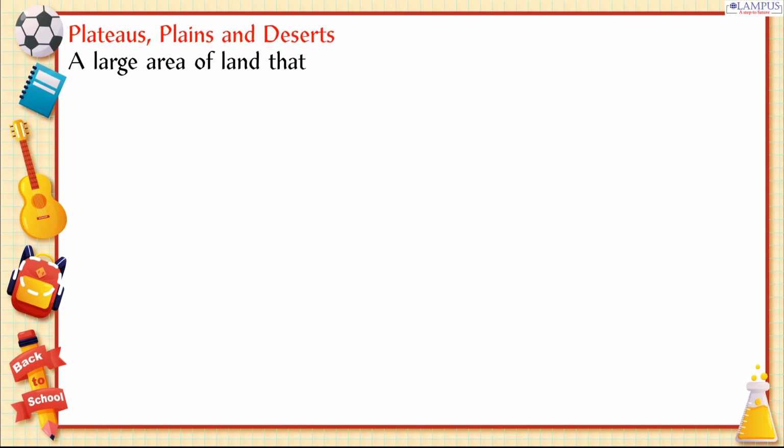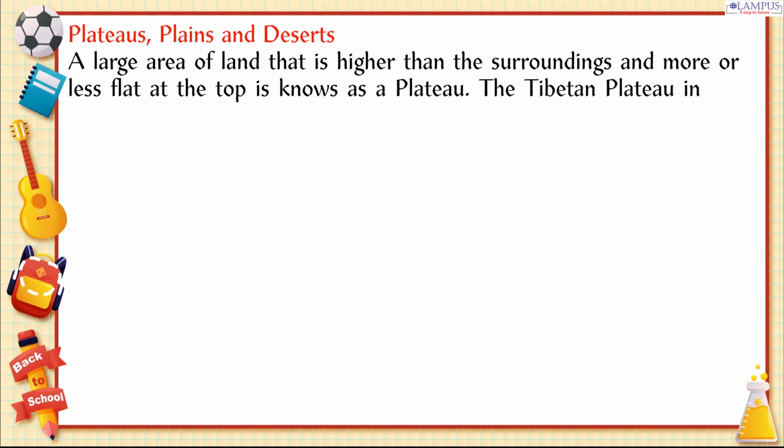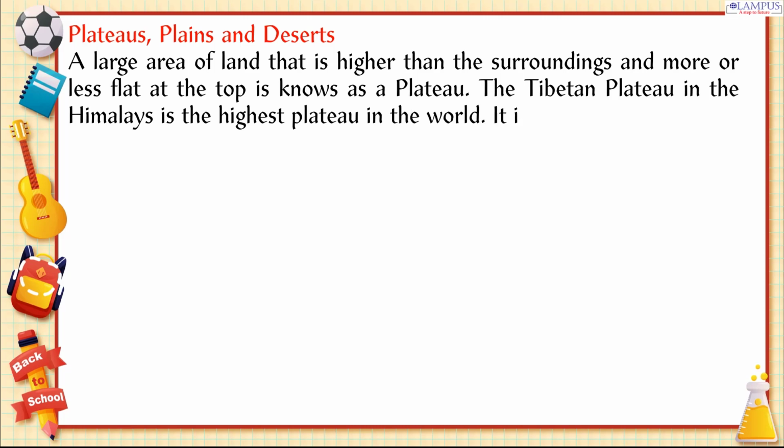A large area of land that is higher than the surroundings and more or less flat at the top is known as a plateau. The Tibetan Plateau in the Himalayas is the highest plateau in the world. It is known as the roof of the world.